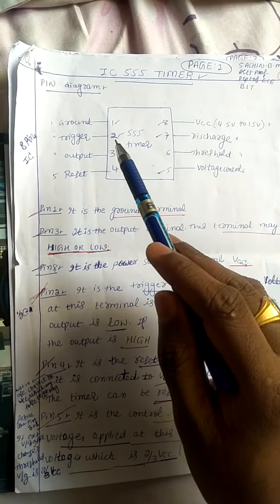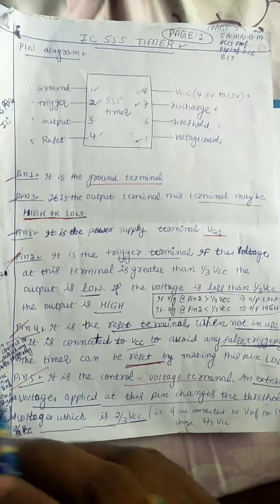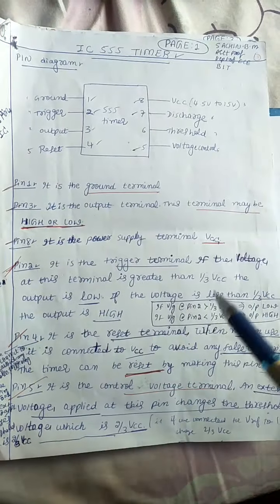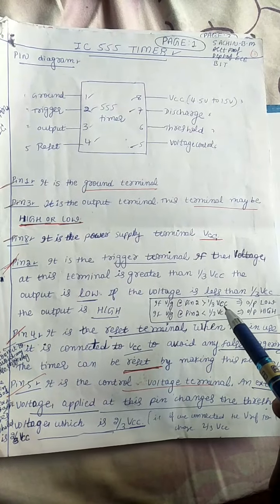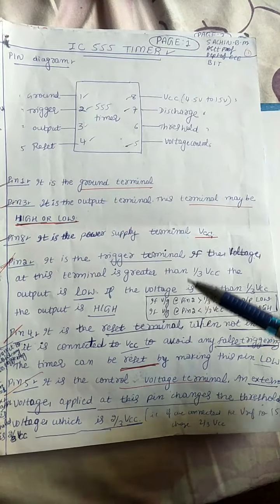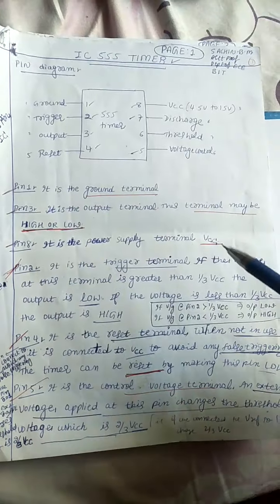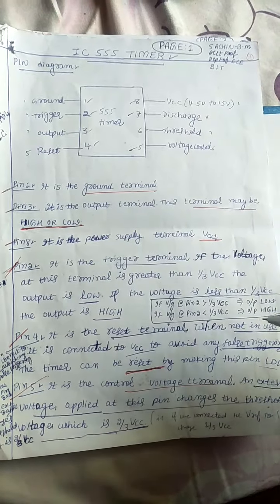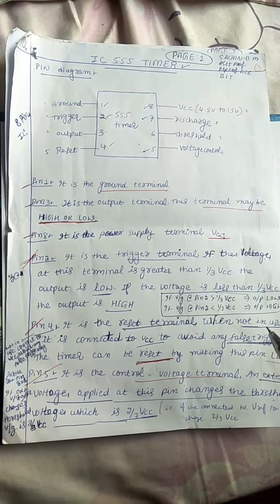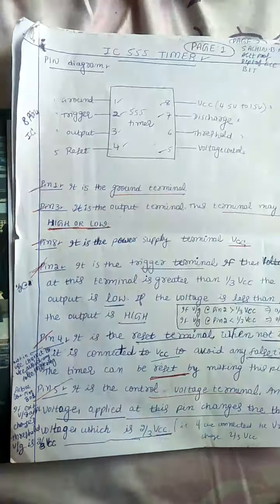Pin number 2. It is a trigger terminal. So here something I have written. If the voltage at pin number 2 is greater than 1/3 VCC, then the output is 0. Or if the voltage at pin number 2 is less than 1/3 of VCC, then the output is high. So the output depends on this trigger input 2.